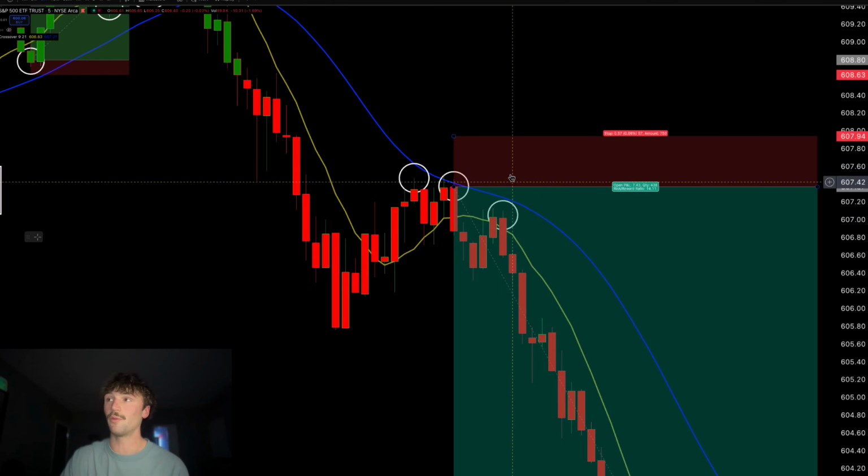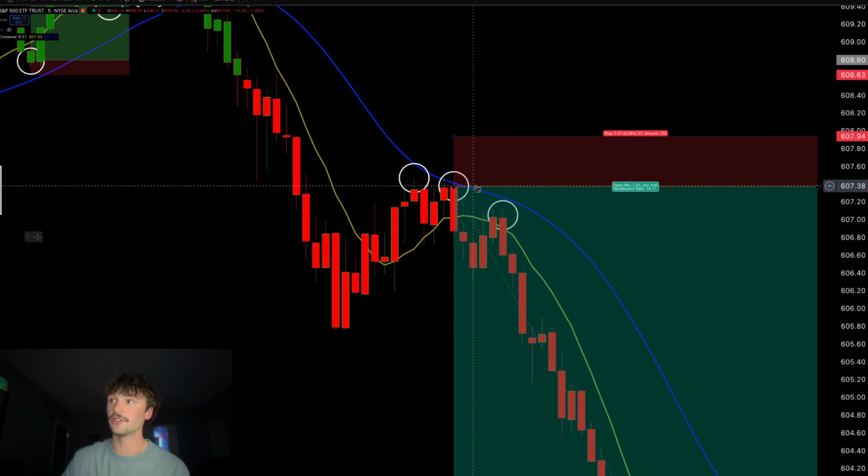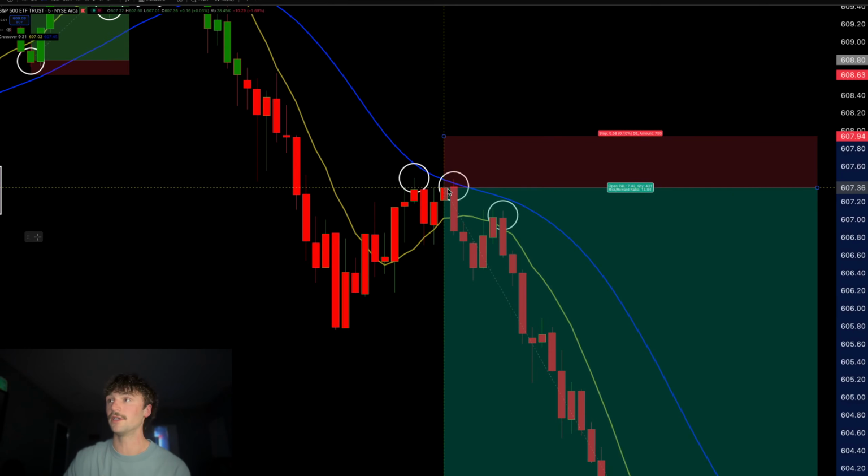But you can see with my white circles here how well this is respected. We didn't even really break over this. And then once we did break down, I ended up getting my entry here. And then we ended up dumping on that candle actually. And I think my entry was actually this candle right here. I do want to say it was that candle, and we ended up dumping down.